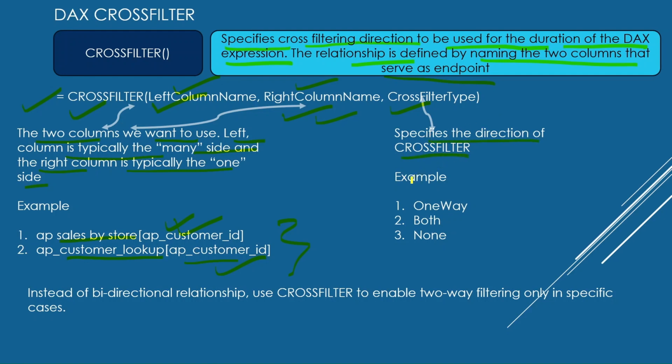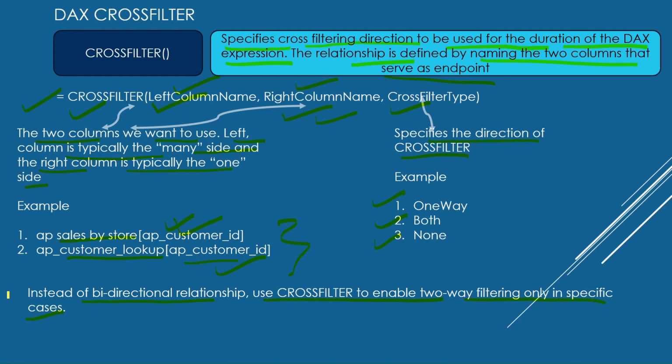And this specifies the direction of the cross filter: one way, both, and none. We can specify that the direction would be one way, both ways, or no direction. Instead of a bidirectional relationship, use CROSSFILTER to enable two-way filtering only in a specific use case.